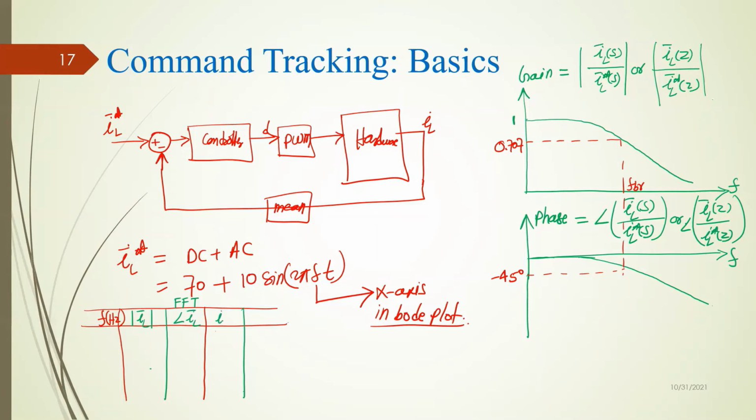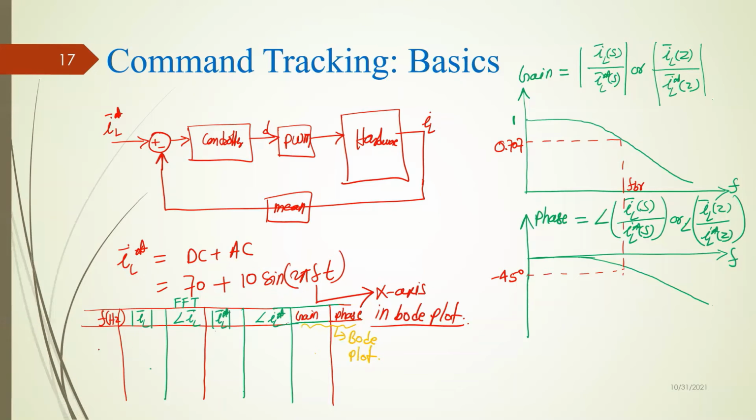And then again we would like to see the magnitude of the reference average inductor current, and the phase of that reference average inductor current. These green parameters you can get from your FFT. So you can do fast Fourier transformation and then you can get these values. Now you would like to see the gain and phase for the Bode plot. So these are for the Bode plot.